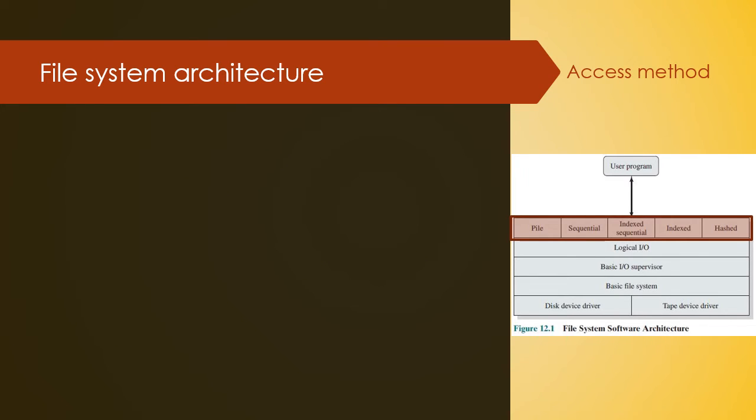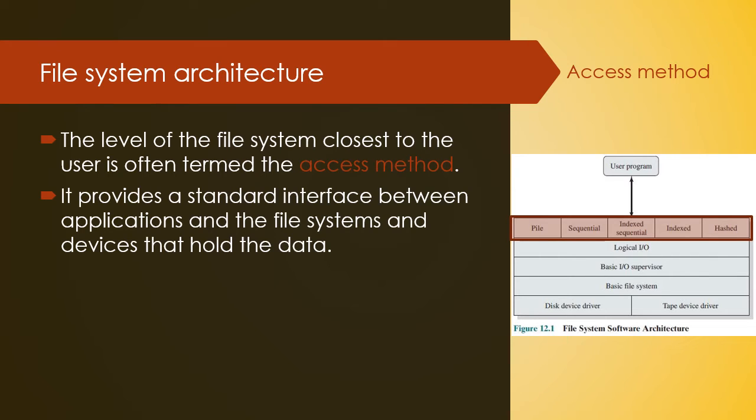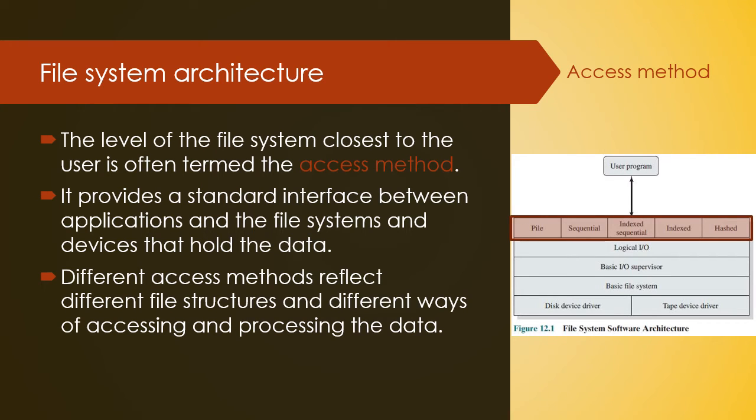The layer on top is the access method. The level of the file system closest to the user is often termed the access method. It provides a standard interface between applications and the file systems and devices that hold the data. Different access methods reflect different file structures and different ways of accessing and processing the data.